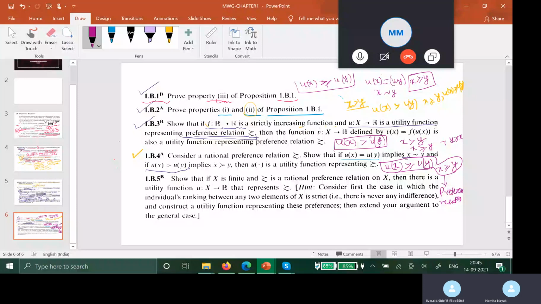Okay. So for today's class, we studied about preference relations.